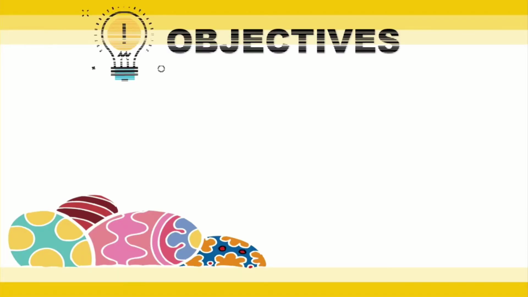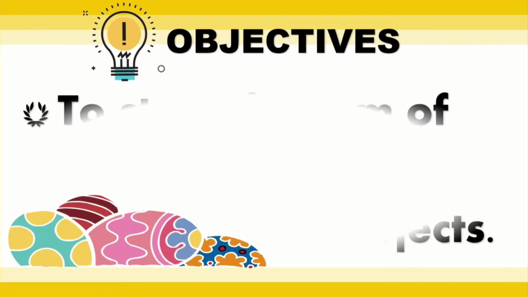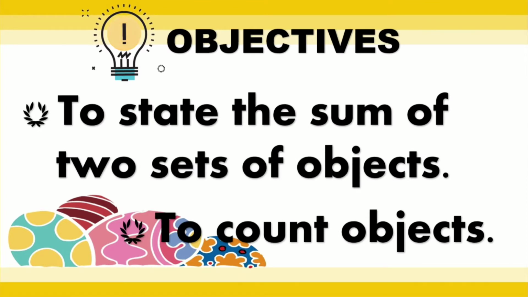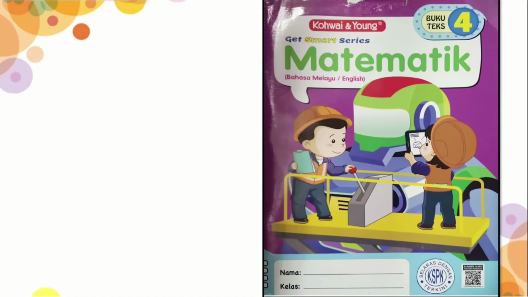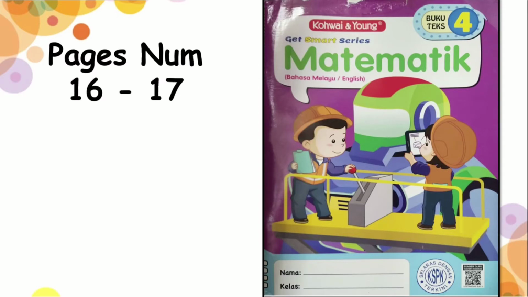The objectives of today's lesson are to state the sum of two sets of objects and also to count objects. Now let's take out our textbook for mathematics and turn to page number 16. Today we are going to do page number 16 and 17. Don't forget to grab your pencil and eraser with you.